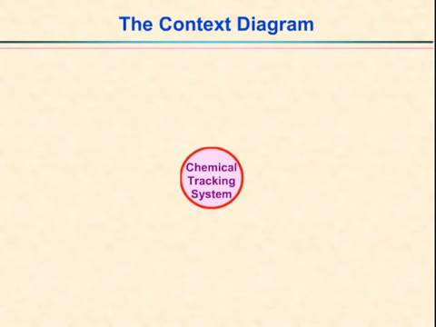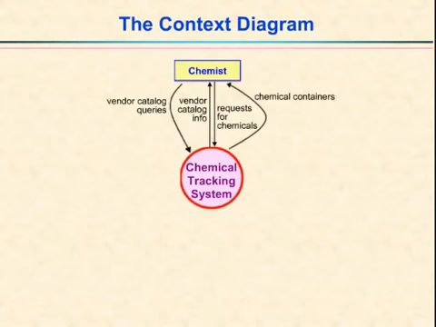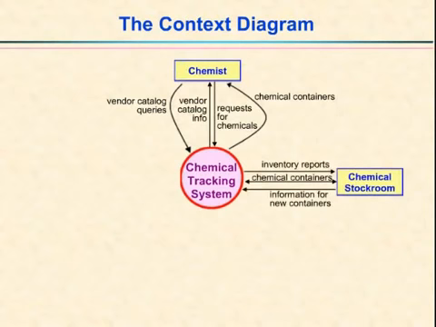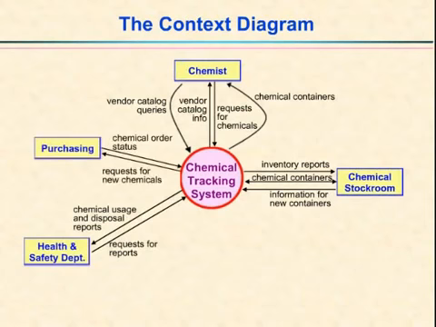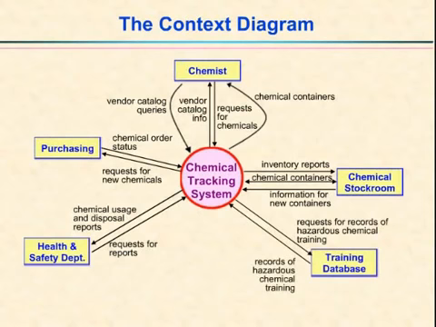We don't know anything at all about the system internals. That red circle represents the scope boundary, the interface between your system and the rest of the world. We also have objects shown in boxes outside the system, which are called terminators or external entities. External entities most often represent groups of users, such as chemists or people who work in the chemical stockroom. External entities could also represent organizations, like the Health and Safety Department, or the buyer who places orders with chemical vendors. They could represent other information systems or external databases.